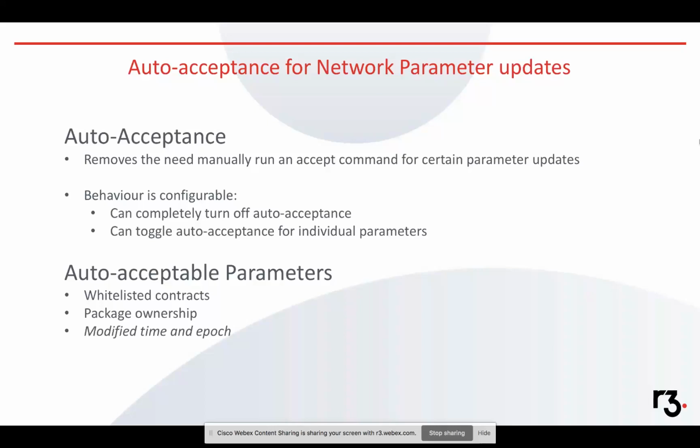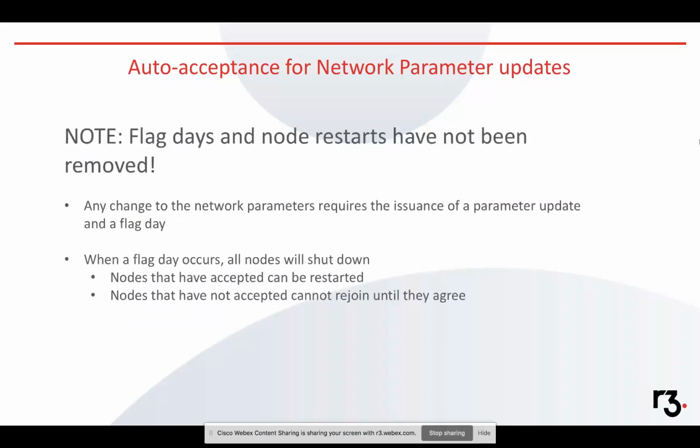One big point about this, to remove any confusion, is that flag days and node restarts have not been removed. The network parameter update process works in a certain way, and this is on the Corda node side, and has not changed. Every single change to the network parameters requires broadcasting of an update and a flag day. And then also, there is no hot swapping of network parameters. So when a flag day occurs, all nodes will shut down.